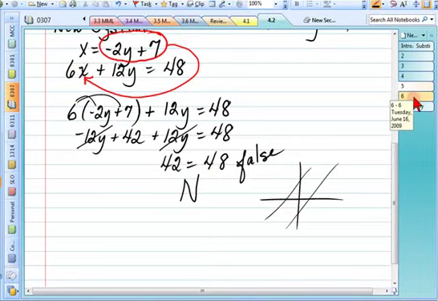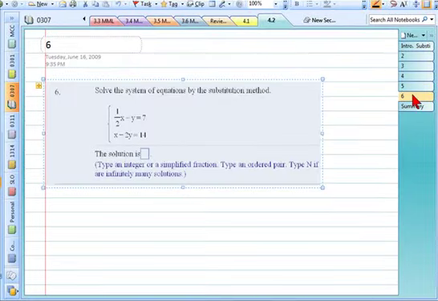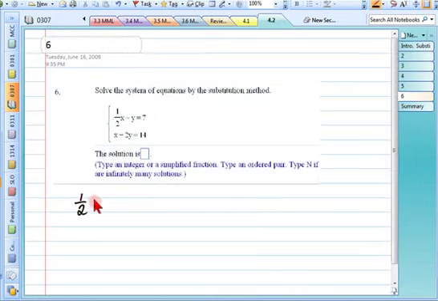Which I think would make you probably guess what's going to happen on problem number 6. We've had no solution. We've had one solution. How about infinite solutions? We haven't had that yet. Let's see if that's what comes up. Problem number 6. I have 1/2 x minus y is 7, and I have x minus 2y is 14.